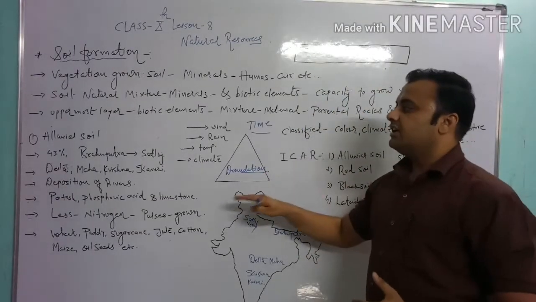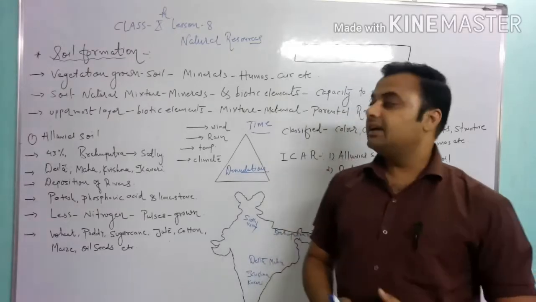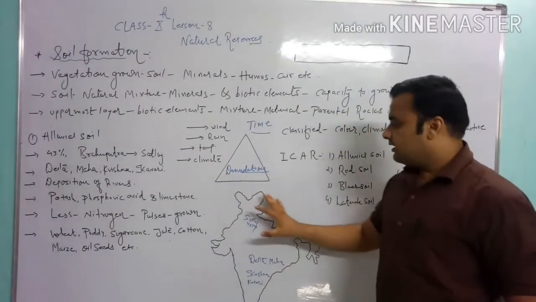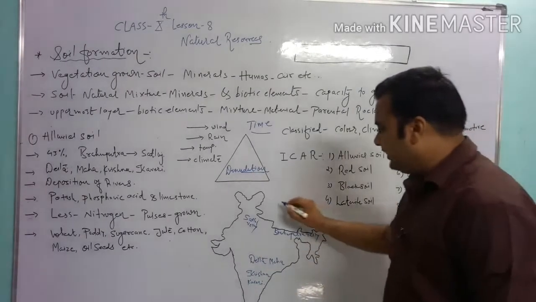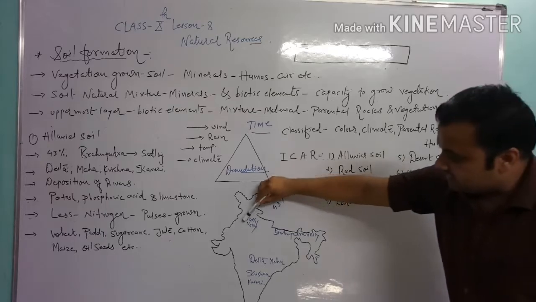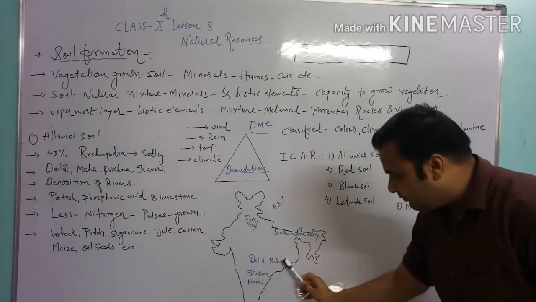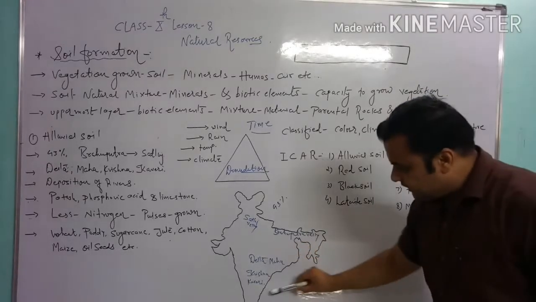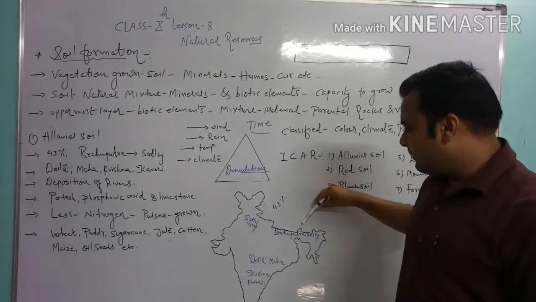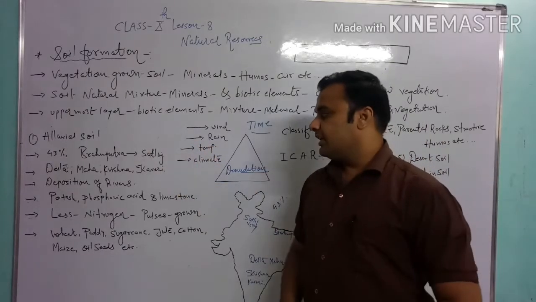Among them, first of all, we will study the alluvial soil. The alluvial soil, जो fertility वाली land है, that is the alluvial soil, and it is 43% in our India. This 43% alluvial soil extends from the Brahmaputra Valley in the eastern part to the Satluj Valley in the western side, and in the southern side the delta regions of Mahanadi, Krishna and Kaveri. This is the area of the alluvial soil in our country.